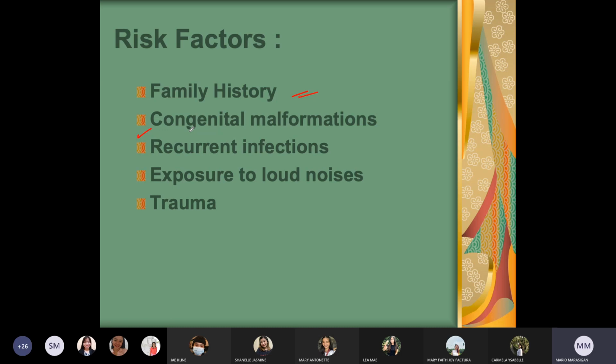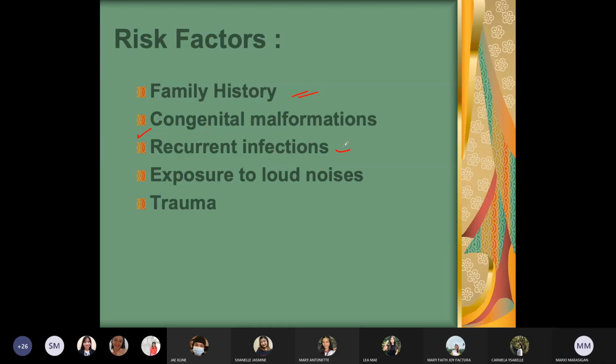More on middle and external part. Merong malalaki yung tenga, o meron namang atelia o absence yung ear, no? Halos magsarado yung ear. You identify those risk factors that can lead to hearing loss. Even recurrent otitis media can lead to hearing loss.